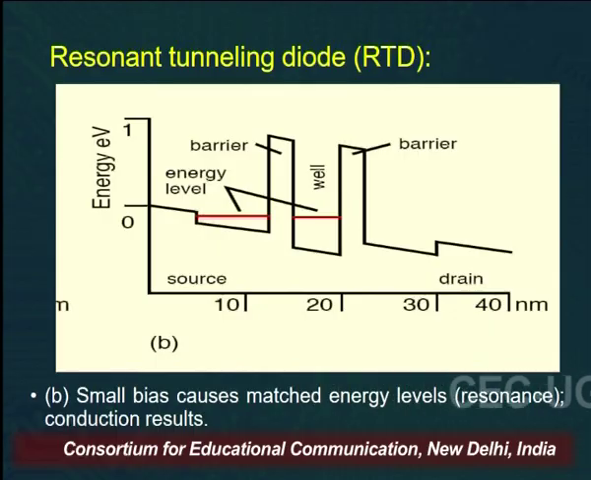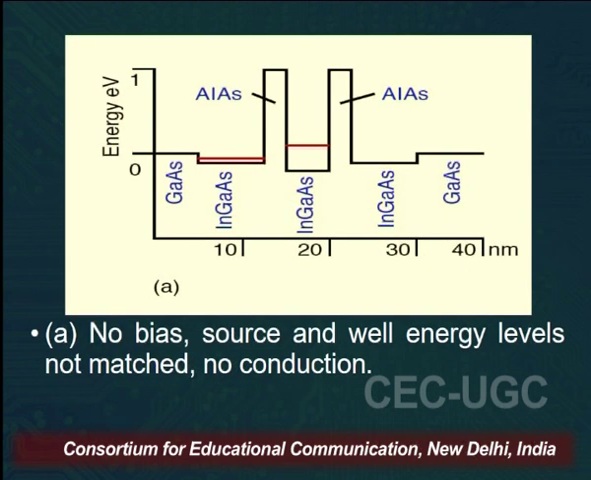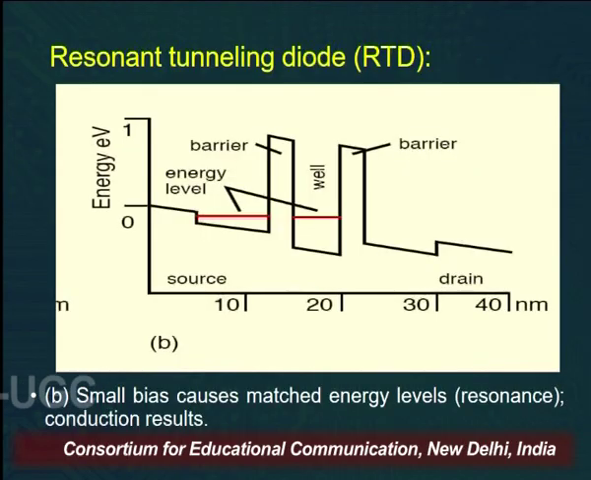Another, the small bias causes matched energy levels, resulting in resonance conduction. So, there is a matched energy level, you can see the energy levels in the red. Because of the small biasing, these energy levels are matched. Previously these were not matched when there was no biasing. With the small biasing, that causes the matched energy levels.